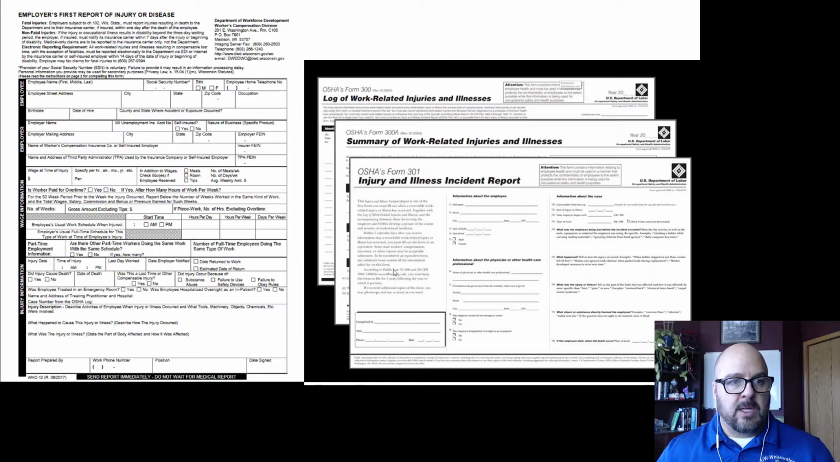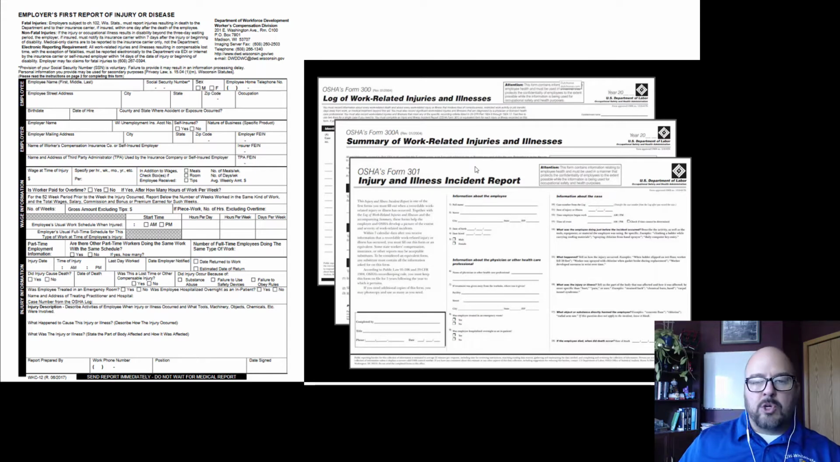I think it's kind of interesting. Here's a basic look at it. This is the DWD WKC-12. Over on the right, on the other hand, these are the OSHA injury and illness forms. We start with the 301, which is the incident report.